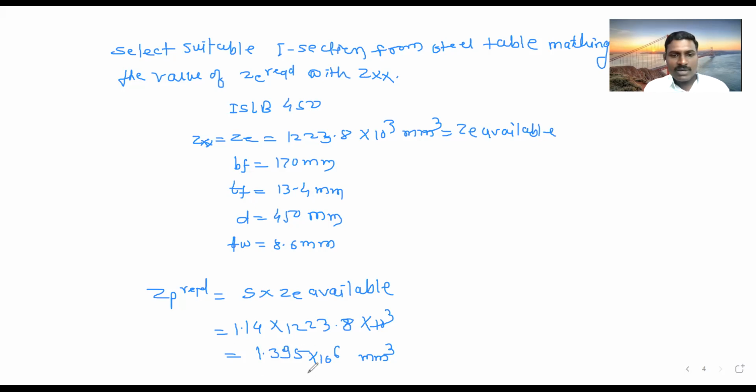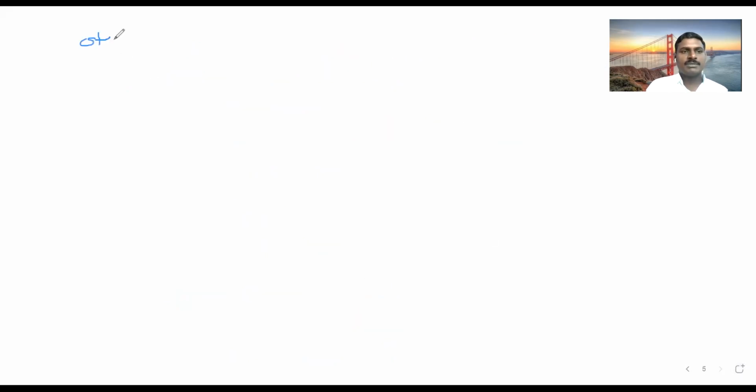So afterwards we have to use this ZP in the particular formulas. From here onwards we have to use this ZP. So this ZP is for ZE available. Whatever section ISLB 450 we have used, the ZE available value is 1223.8, and for this ZE we have calculated the ZP value. So this ZP value we have to use henceforth. Have you written this? Yes. Now go to the next step.